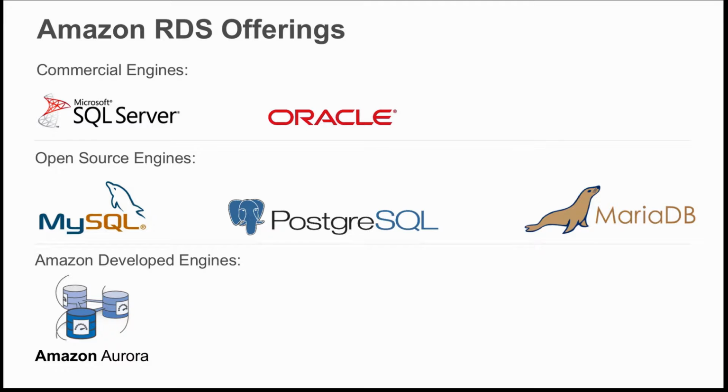From an Amazon RDS offerings perspective, as I mentioned, we support various database engines, ranging from commercial engines, Microsoft SQL Server and Oracle. We support Microsoft SQL Server 2008, 2010, 2012, so we'll take a look at some of those underlying engine details, and Oracle 11 and 12 as well. And then various open source engines, as you can see, MySQL, Postgres, Maria, and Amazon's own developed engine, called Amazon Aurora, which is based around the MySQL engine.